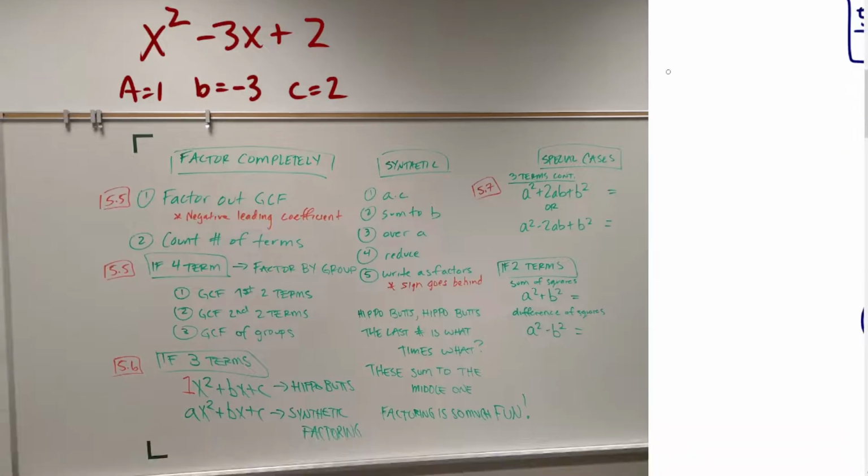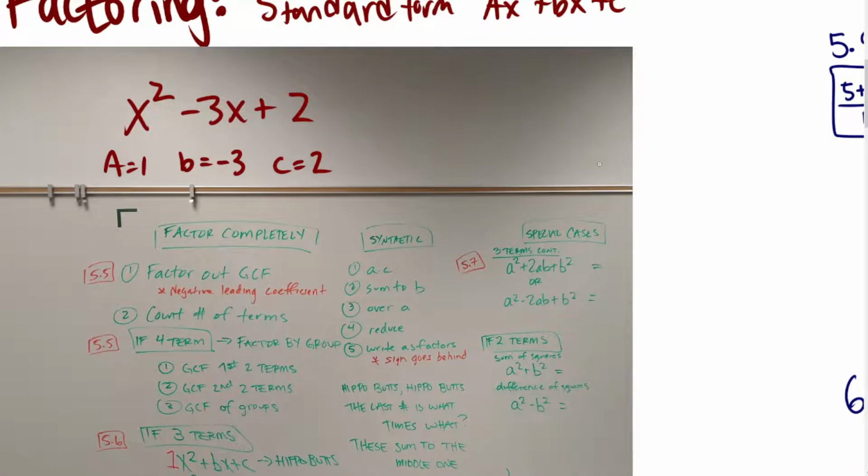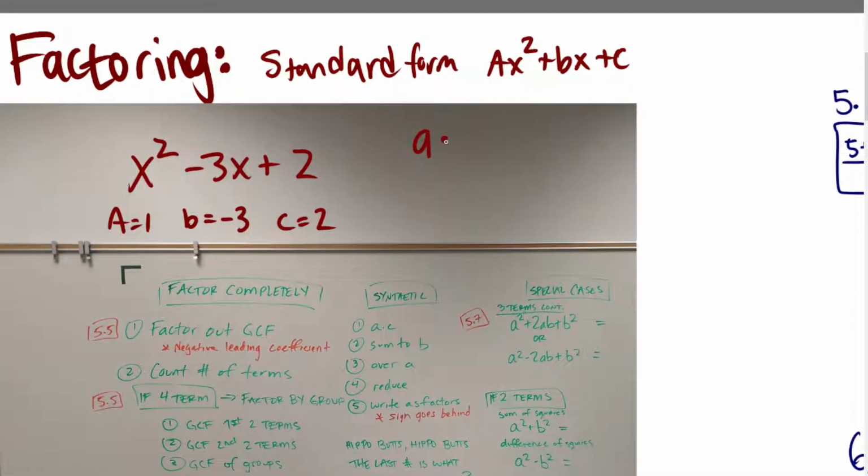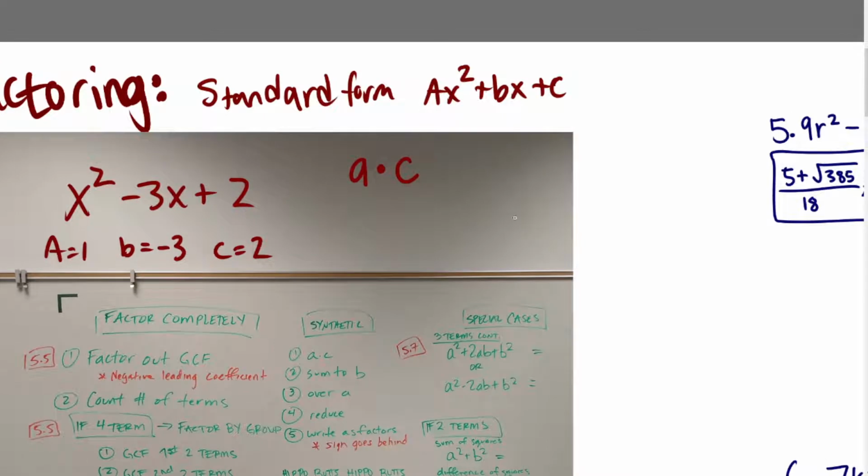When you are doing the Hippo Butts method, what you can do is you can take a and c, and this is the same for synthetic. So in both methods, you take your a and your c and you multiply them together. In this case, it's 1 times 2, which gives you 2. And then you want to find 2 factors that will multiply up to your c, that will also add to your b.